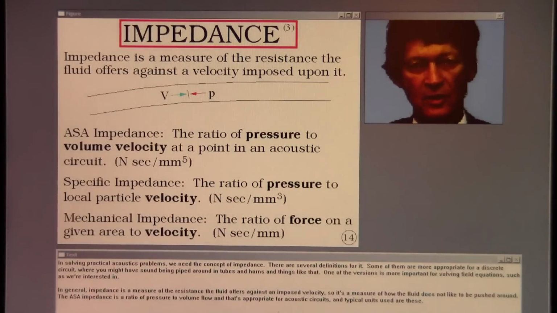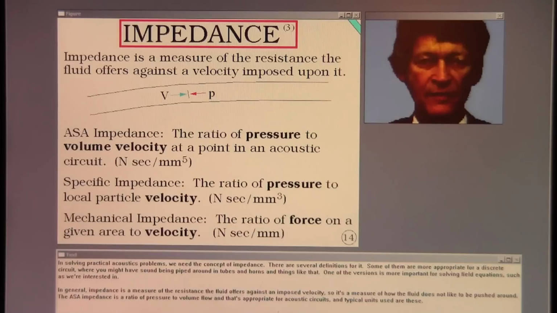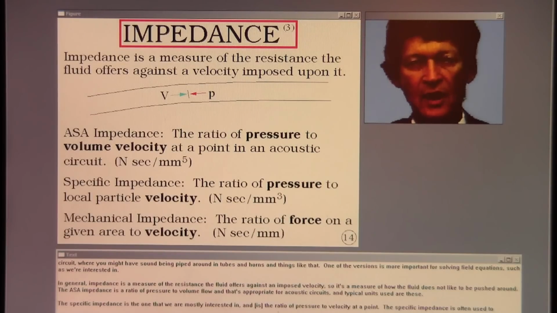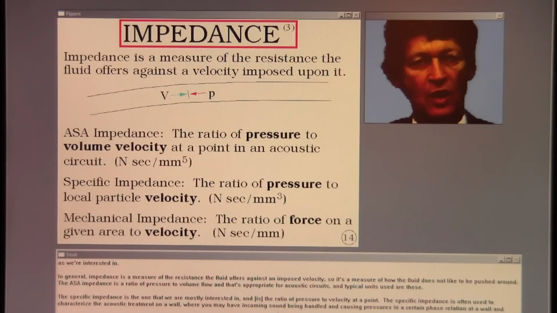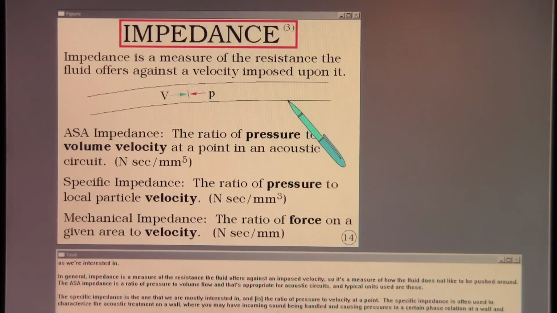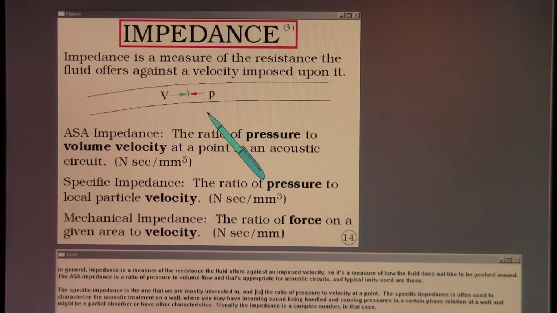In solving practical acoustics problems, we need the concept of impedance. There are several definitions for it. Some of them are more appropriate for a discrete circuit, where you might have sound being piped around in tubes and out horns and things like that. One of the versions is more important for solving field equations, such as we're interested in. In general, impedance is a measure of the resistance the fluid offers against an imposed velocity. So it's a measure of how the fluid does not like to be pushed around.